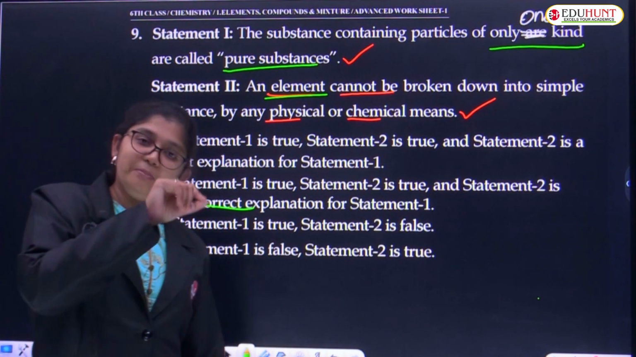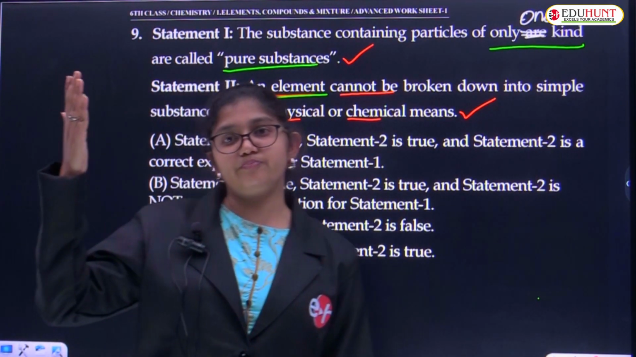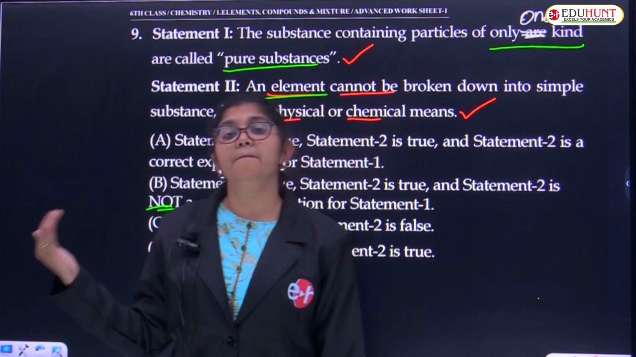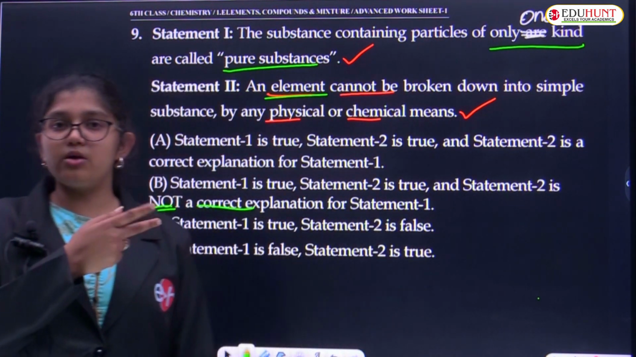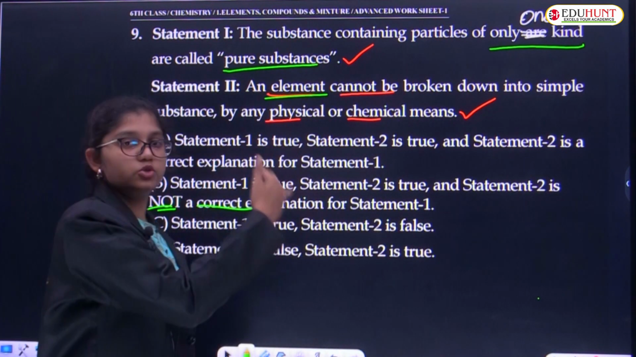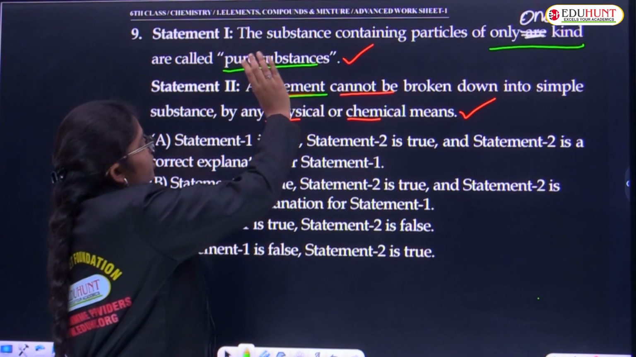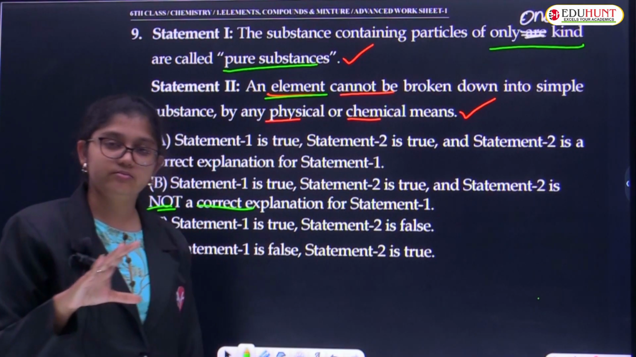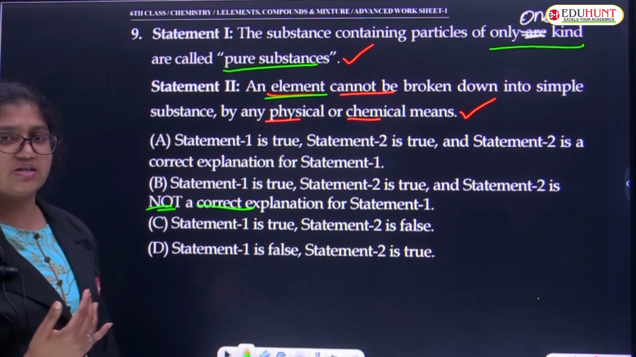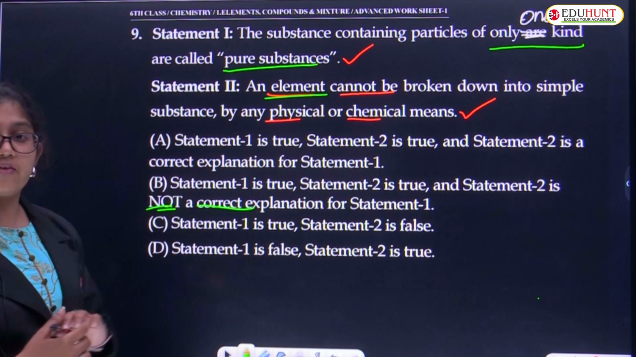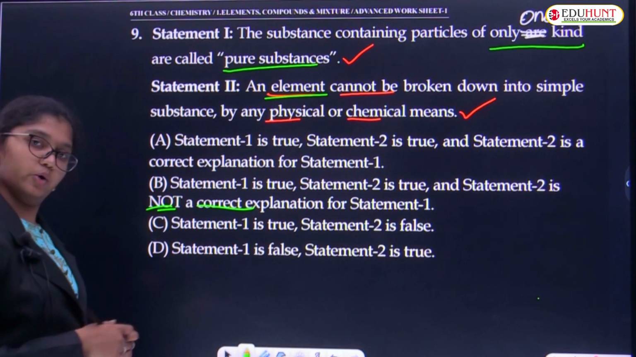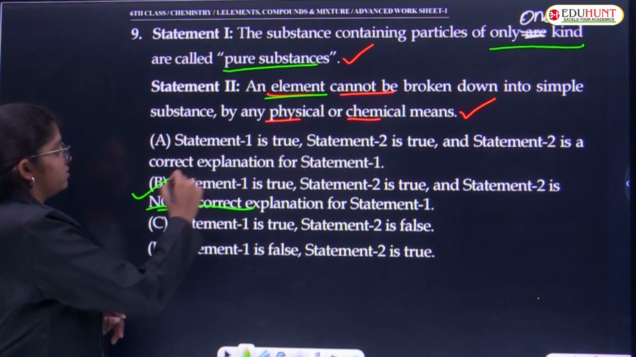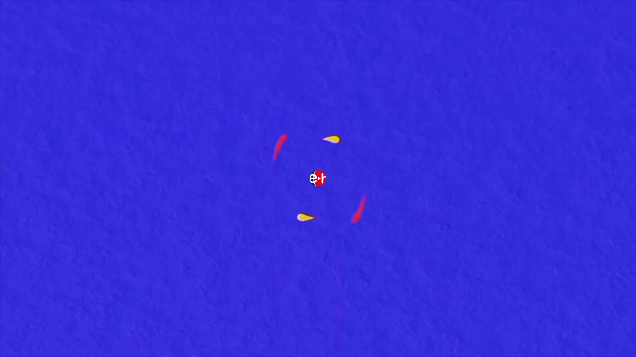Pure substance and element may have some relation in the classification, but here there is a difference between the two. Statement 1 is talking about a pure substance, statement 2 about an element. They have different properties and the relation is not correctly matching. So we'll choose option B here. Clear with it? Good. Next.